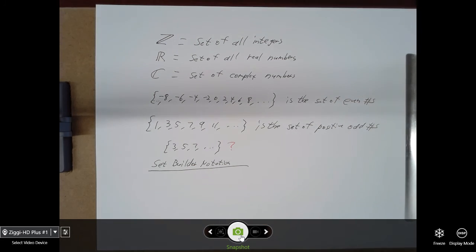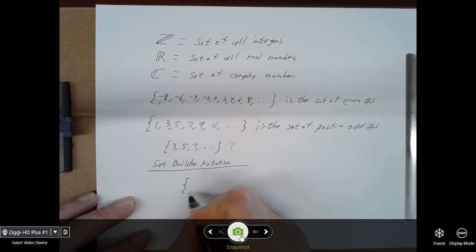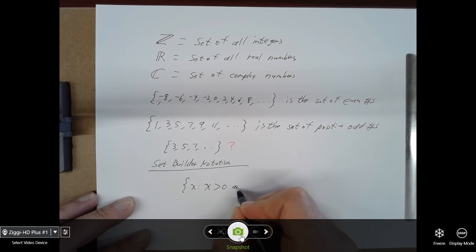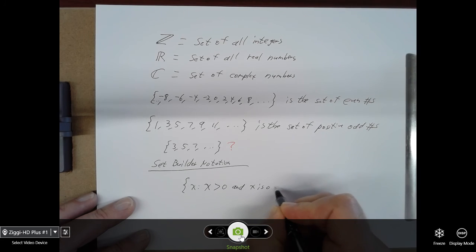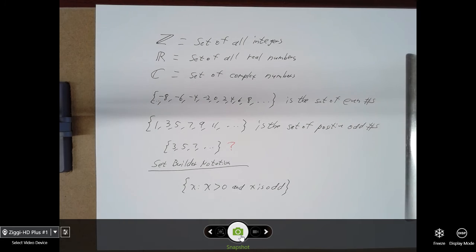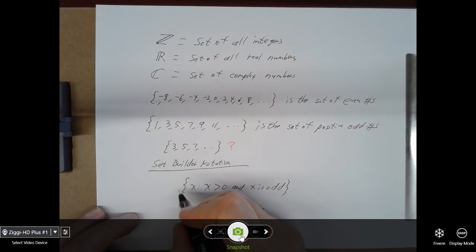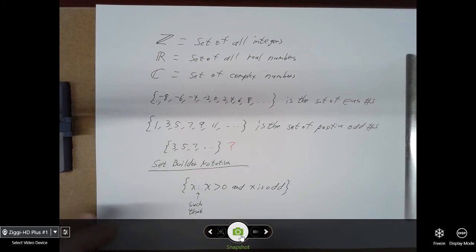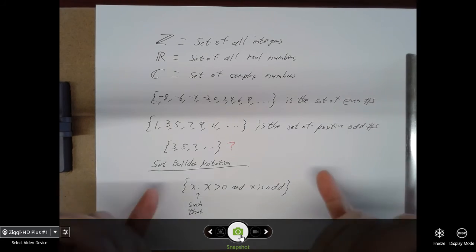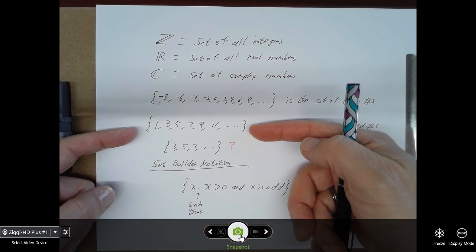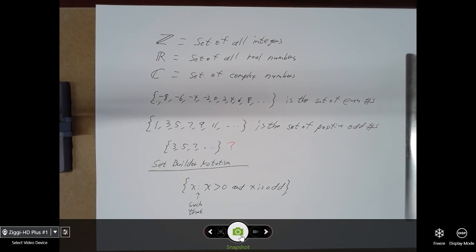And set builder notation, you've probably seen this before. We can say something like the set of x such that x is bigger than 0 and x is odd. So the curly brackets denote a set. This is saying it's a set of x, and the colon again means such that. And then we list some conditions for x to be a member of this set. x has to be positive and it has to be odd. So this is the same thing as this set up here, 1, 3, 5, 7, 9, 11. But it's a little more precise.